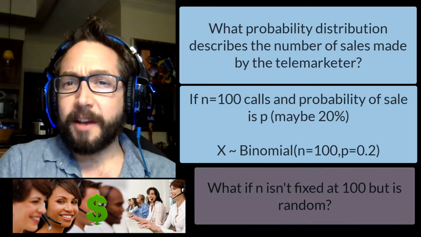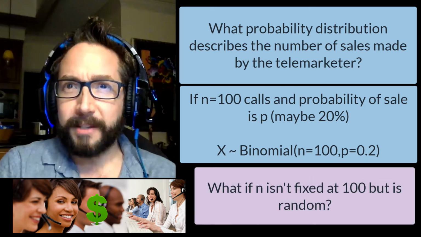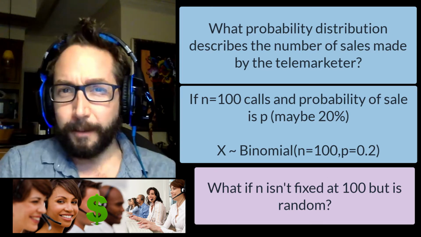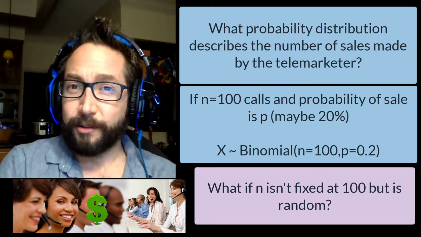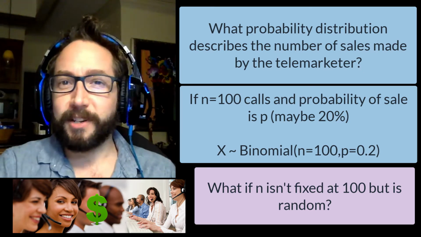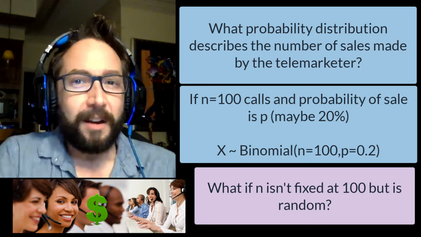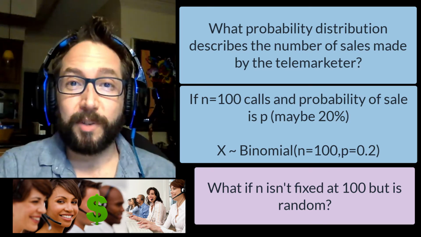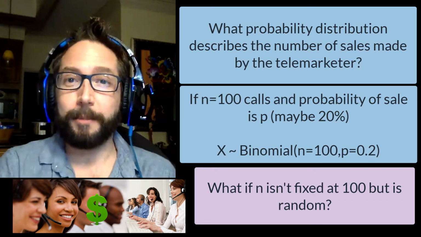But what if the number of calls that the telemarketer makes each day is somewhat random? Maybe it's a little bit more than 100 on a particular day. Maybe it's sometimes a little bit less. Sometimes the telemarketer's in their groove and can call up a lot of people. Other times, maybe calls just take a long time, so the telemarketer doesn't call as many people.